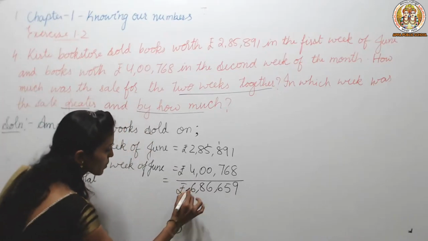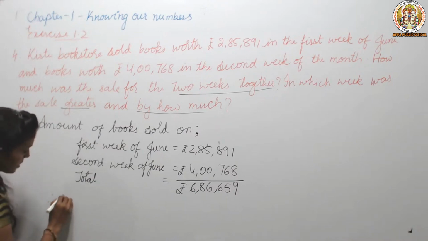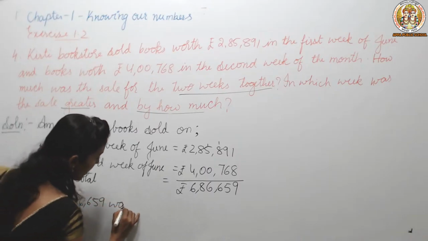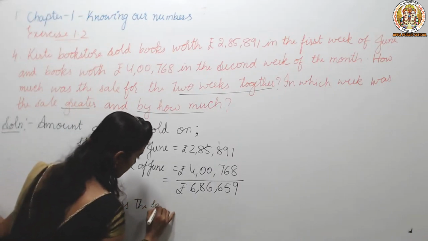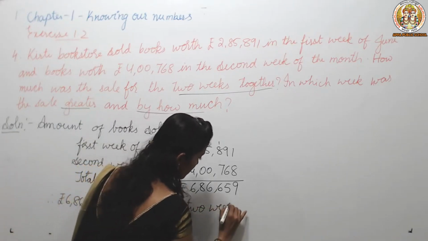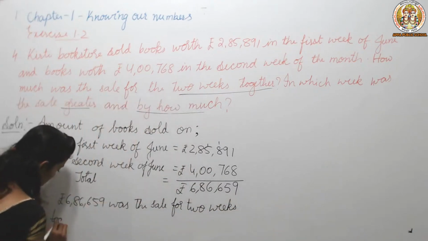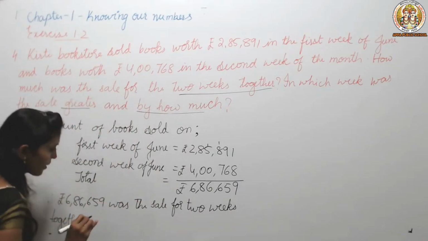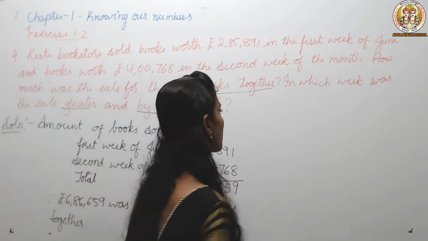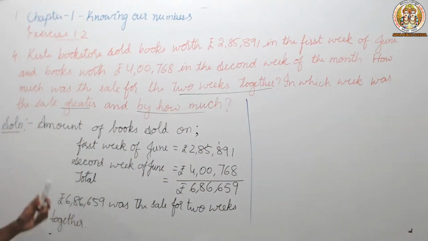So, for 2 weeks together, therefore, rupees 6,86,659 was the sale for 2 weeks together. This is not the end of the solution. Still, they have asked, in which week was the sale greater? To say that, we have to compare both the numbers.